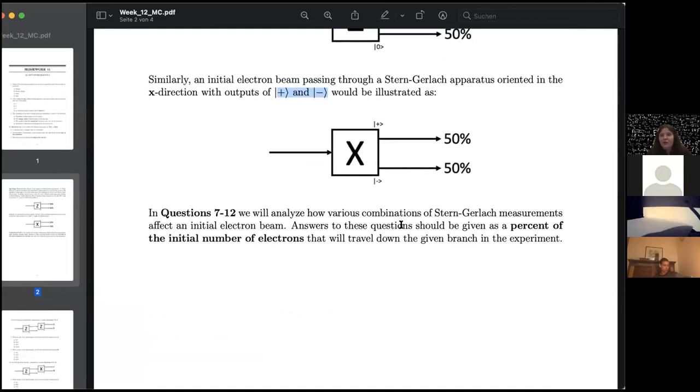And yes, the answers are important. I had one question today in the student office hours. Because the answers are percentages of the initial number of electrons, you have to think: if 100% of the electrons go in, what percentage of those electrons can you measure at the end?